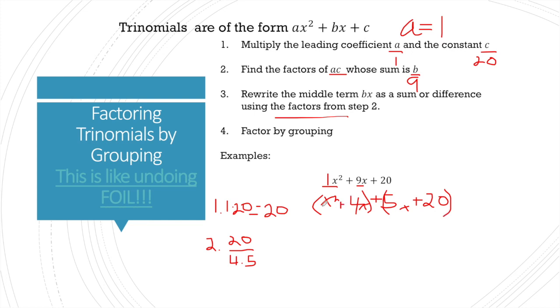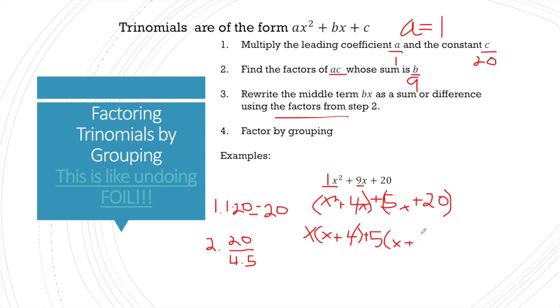So if I have x squared plus 4x, the greatest common factor is going to be an x. So we're going to go ahead and pull out that factor. So that gives me x times x plus 4. Next, I look at my second grouping. So I have 5x and 20. The greatest common factor of 5x and 20 is going to be 5. So we can pull out that factor. That leaves me with x plus 4.